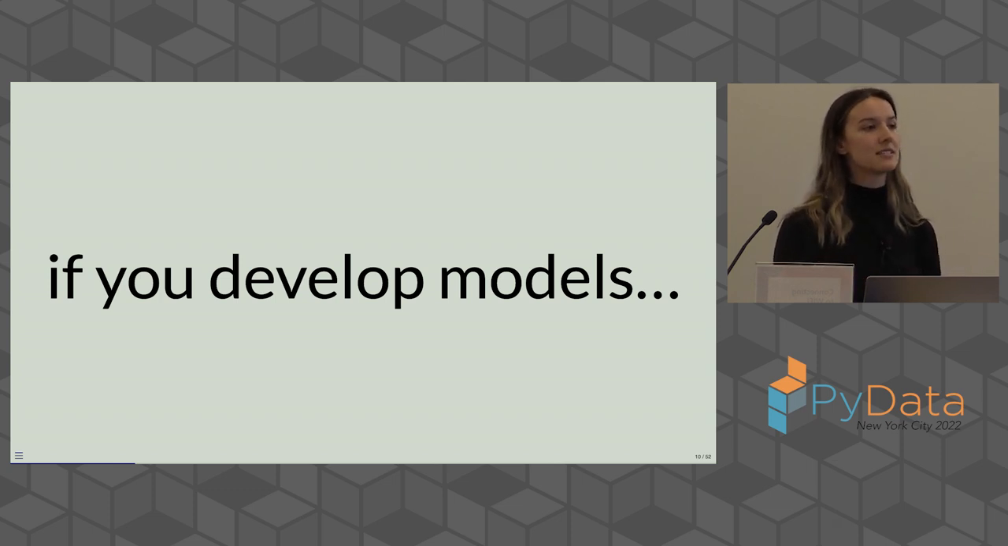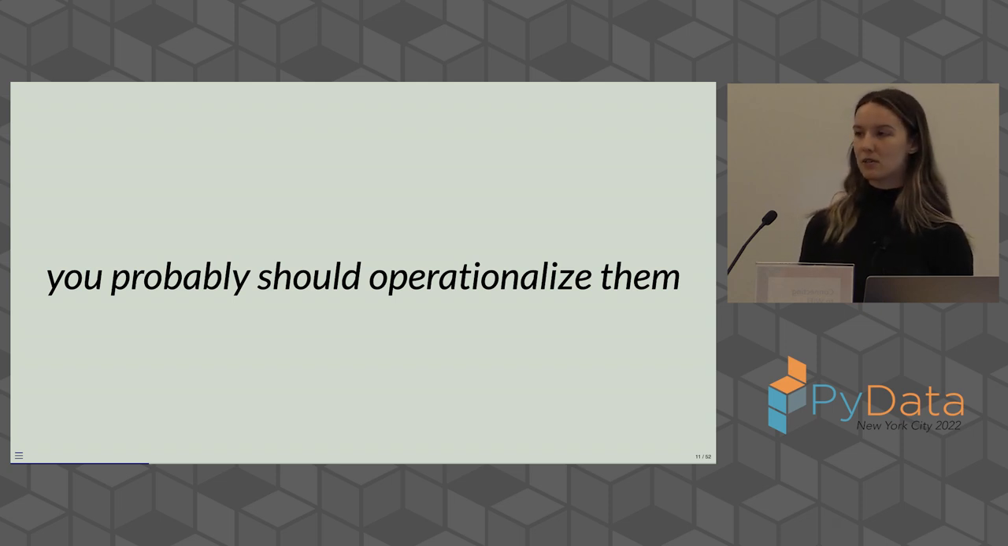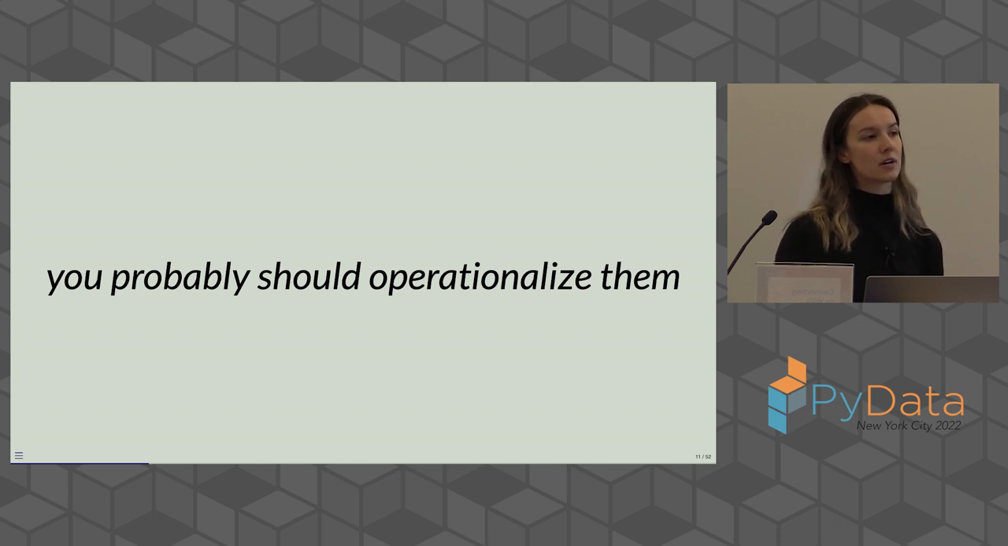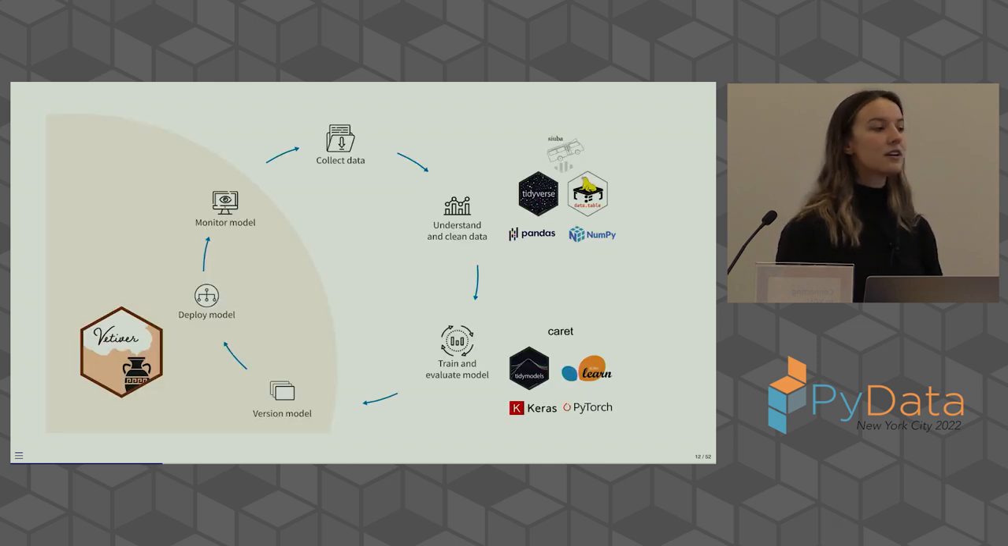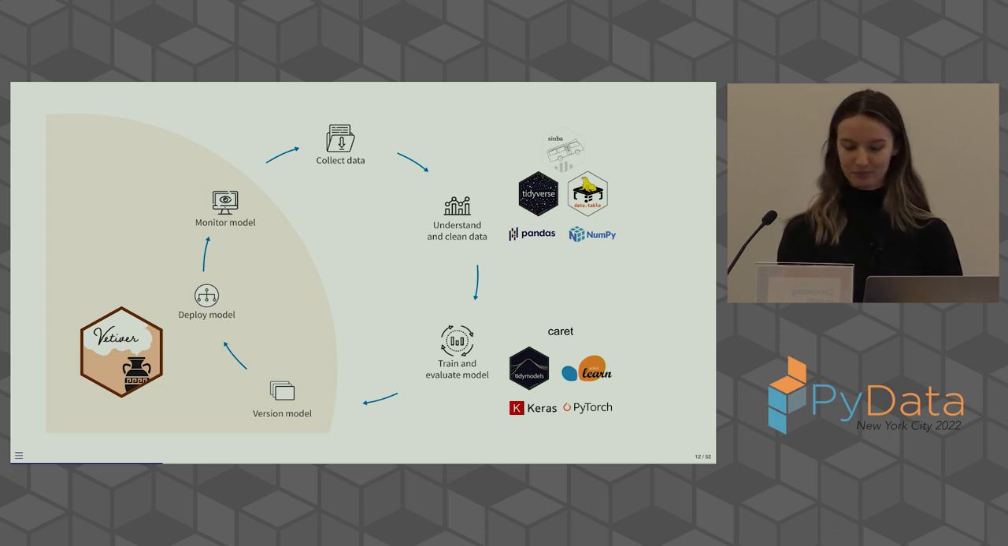And this is really important because if you develop models, you should probably operationalize them. And this means a lot of different things to a lot of different people. But in general, I think we can agree that the business value of models usually occurs when it's outside your local environment. So there's more to this cycle, and this is what Vetiver aims to help people with, especially people who are learning to deploy and version and monitor a model.